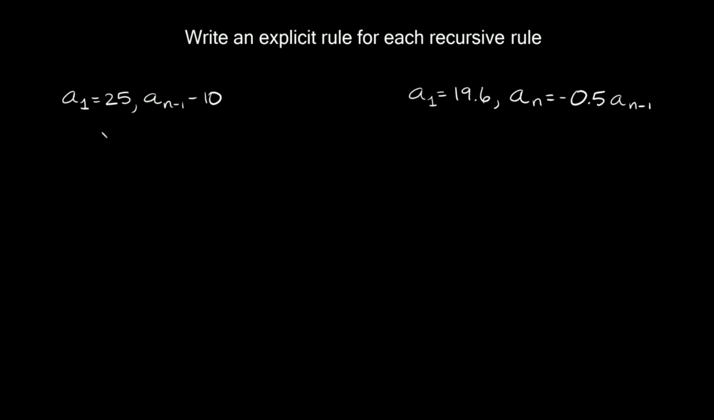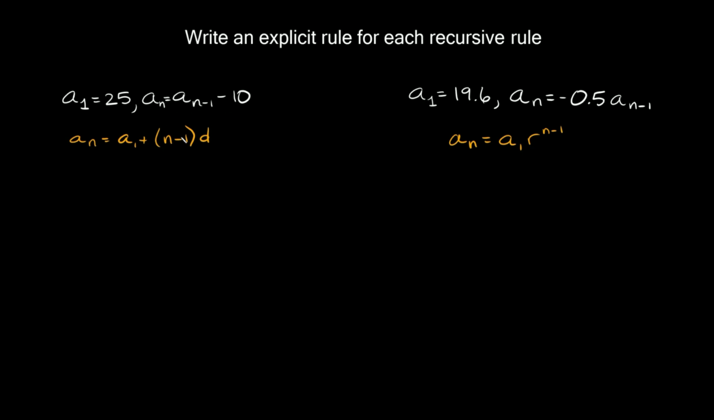We're going to use the explicit rule for when you're adding or subtracting, which is a sub n is equal to a sub 1 plus n minus 1 times d. And then over here, we have a sub n is equal to negative 0.5 times a sub n minus 1, so we're multiplying. The explicit rule for when you're multiplying is a sub n is equal to a sub 1 times r raised to the n minus 1. I forgot to include this a sub n over here, so I just stuck that in. So this one is a sub n is equal to a sub n minus 1 minus 10.